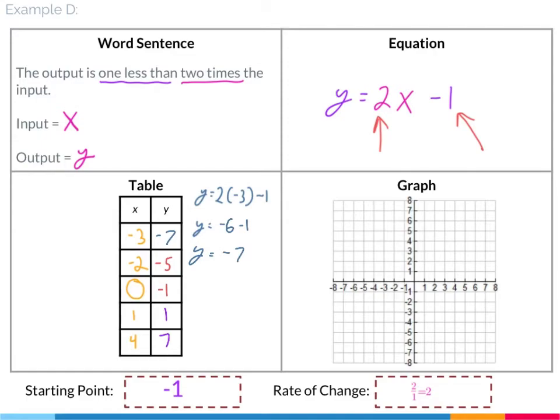So now that we have all of our points, we can plot those on our graph. Negative 3, negative 7, excuse me, is going to be down here. Negative 2, negative 5 is going to be over here. 0, negative 1, 1, 1, and 4, 7. Now, are these the only points that are on the graph? No, there are lots of points that are on the graph that we didn't pick. So we're going to have to make sure in this particular situation that we have a line, because other points are on this graph, not just the ones that we have chosen.